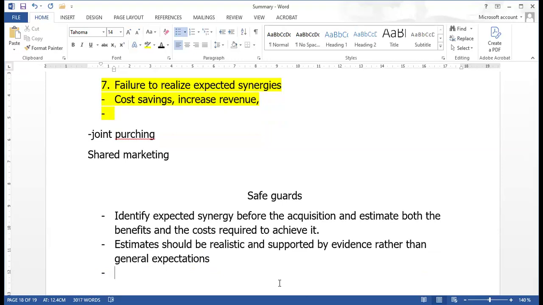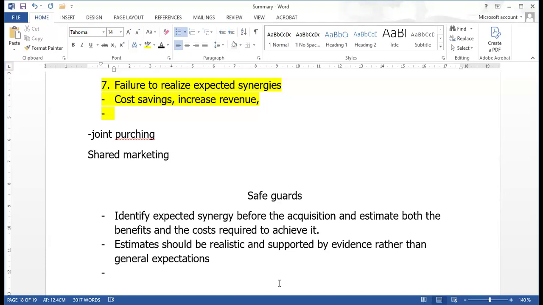Remember, we always have those estimated cash flows that after acquisition we will be in a position to have these expected cash flows: year 1, year 2, year 3. What have you based on to do those estimates?